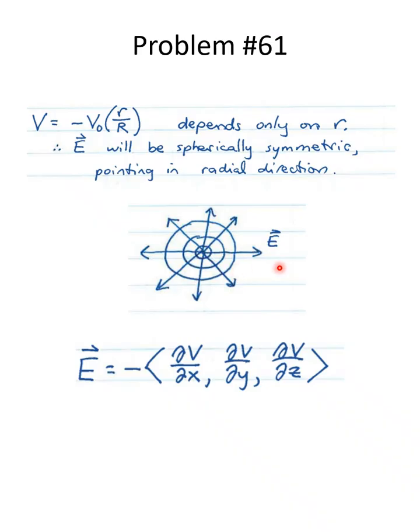Now, is it inward or outward? Well, remember that electric field lines always go in the direction of decreasing potential. And so if potential is negative, and it increases with R, then decreasing is going to be outward. So the electric field lines go in that direction. And now to find the electric field, remember it's the negative of, and the x, y, z components are going to be the partial differentiation with respect to those variables.